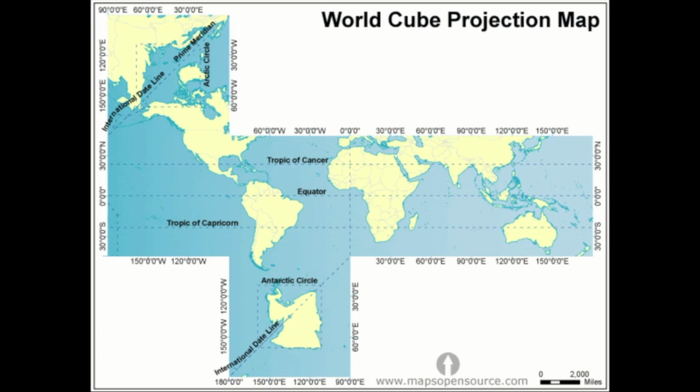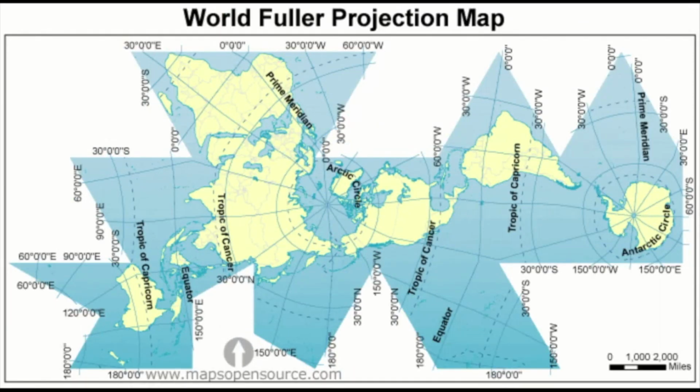The next one we're going to look at is the Fuller projection map. This is also known as the Dymaxion projection. The idea with this one is that you take the sphere of the Earth and you project it onto an icosahedron, which is a 20-sided shape. If you've ever seen a 20-sided dice, that is the shape that this projection imagines.